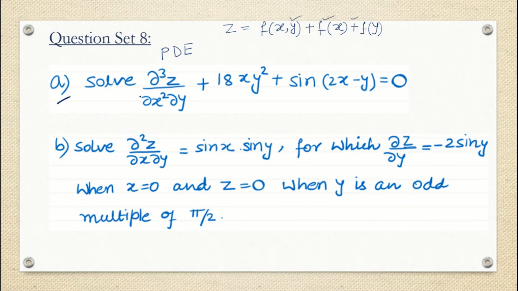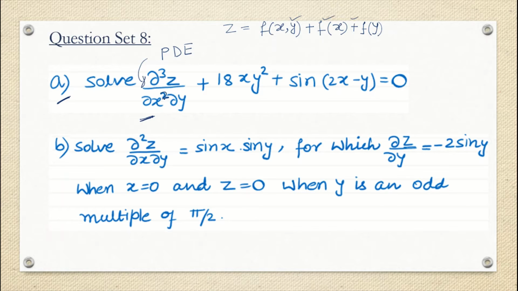So how many times are you going to do the integration, and with respect to what? If the question has three differentiations, like this del 3z by del x square del y, that means in the formation of this PDE, we must have done the differentiation with respect to y one time, and we must have done the differentiation with respect to x two times.